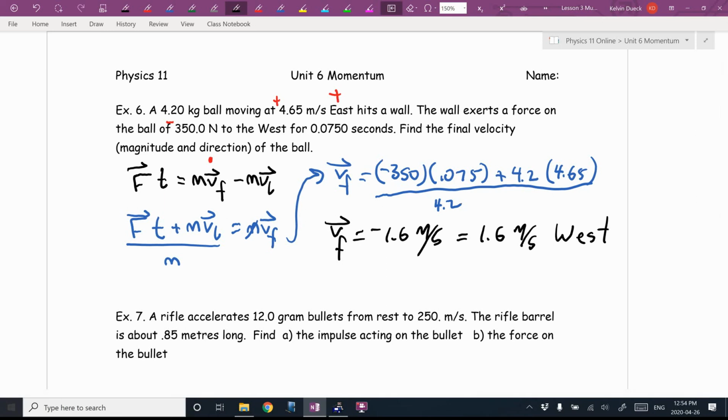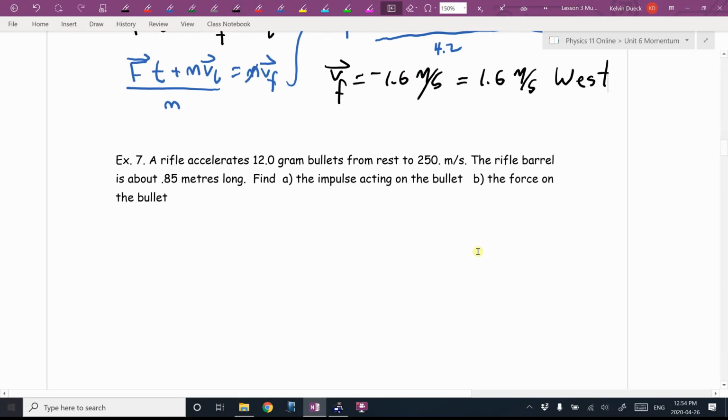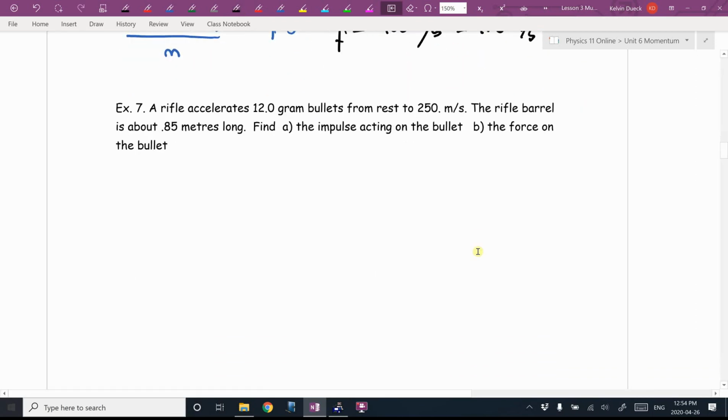Example 7. A rifle accelerates a 12 gram bullet. 12 grams is 0.012 kilograms. From rest, there's my vi, to 250 meters per second. There's my vf. It's about 0.85 meters long. Find the impulse acting on the bullet.